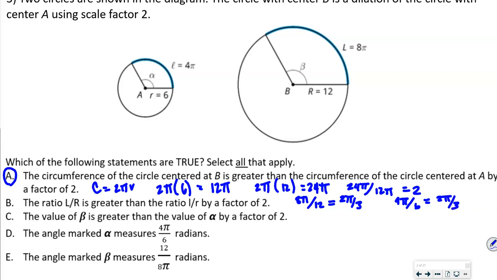So it says the ratio is greater. That's not true. These are the exact same numbers. So this one's not true.